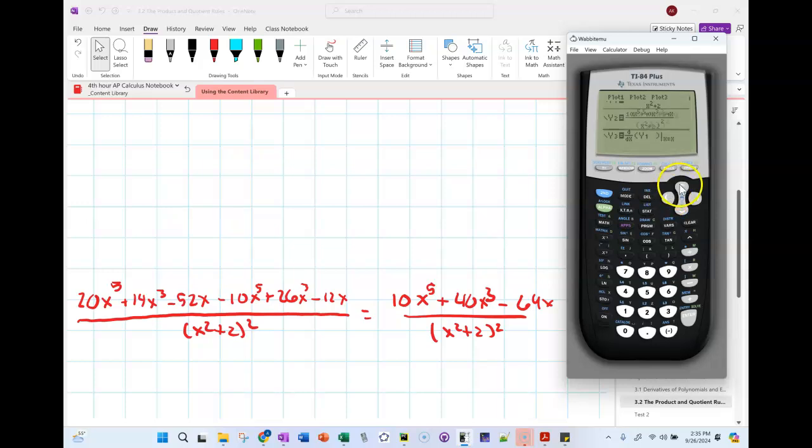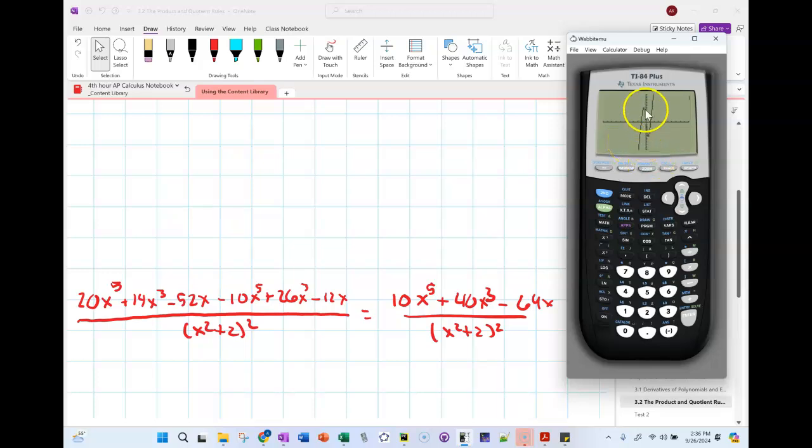I want to do one other quick thing before I hit graph: I'm going to turn off the graph for the first function, because I don't actually care what the original problem looks like. I want to see what the derivatives look like and make sure the graphs match. So I'm going to press enter on the equal sign for y1 so it's not highlighted anymore, and then graph this in a standard window. I'll just hit zoom standard.